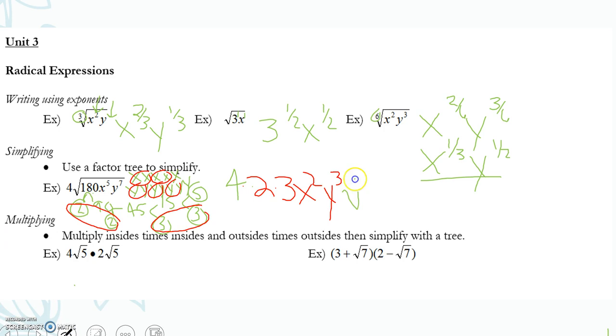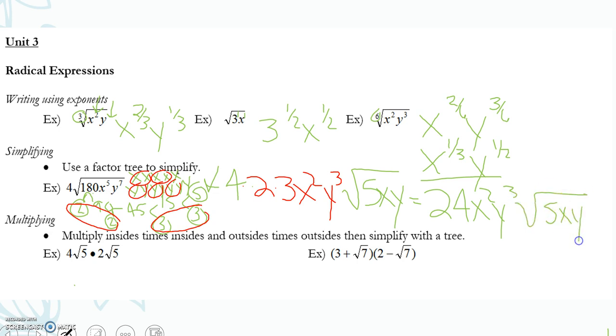Now for underneath the radical, I have that 5 left over right there. I have an x left over and a y left over. So now I'm just going to clean it up. So on the outside, I'm actually going to do 4 times 2 times 3, and that gets me 24. X squared, y cubed, and 5xy.